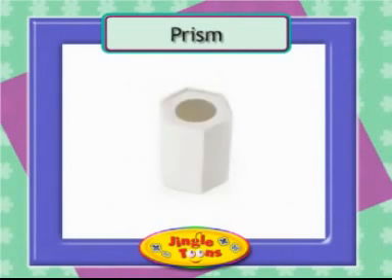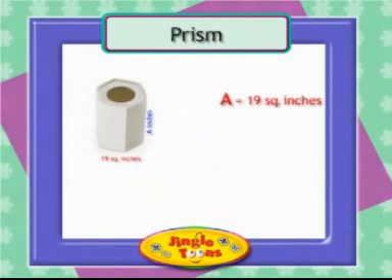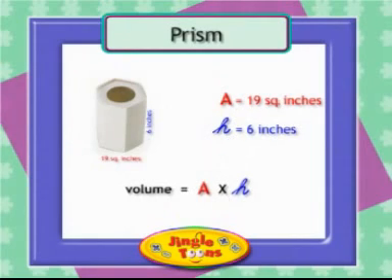Example. Find the volume of a pot with base area 19 square inches and height 6 inches. In this example, A is equal to 19 square inches and h is equal to 6 inches. The formula is volume is equal to A multiplied by h. So, volume is equal to 19 multiplied by 6. And thus, volume is equal to 114 cubic inches.